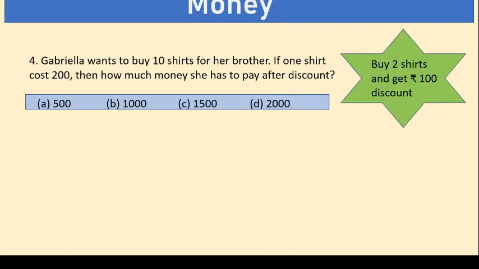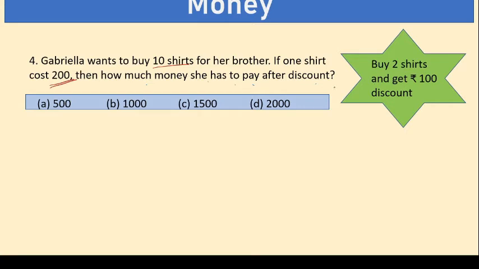Well, let's move to a little more difficult question. Gabriella wants to buy 10 shirts for her brother. If one shirt costs 200, then how much money does she have to pay after the discount? And the discount here is buy 2 shirts and get rupees 100 discount. So let's see how we can solve this.